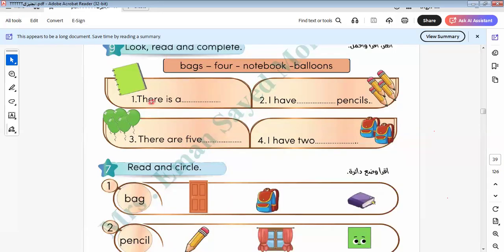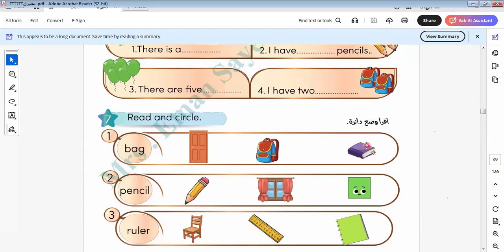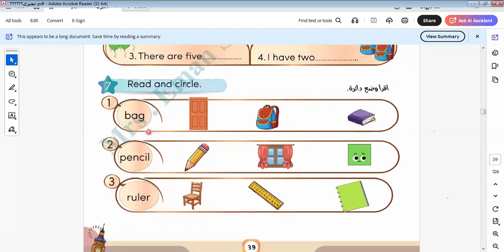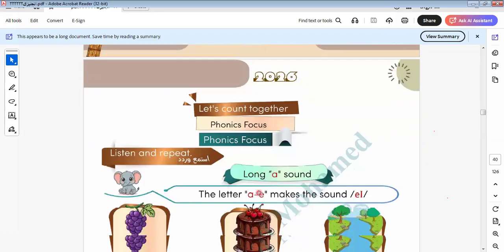Here we say bag. What is this? Is it a bag? No, it's not a bag. It will be a notebook here. How many pencils do I have here? 4. So I put 4 here. There are five what? 5 balloons. Clever pupils. I have 2 bags. Here is bag. Which one is bag? In the middle. Pencil, this one. Ruler, the one in the middle. Let's go to another one here.